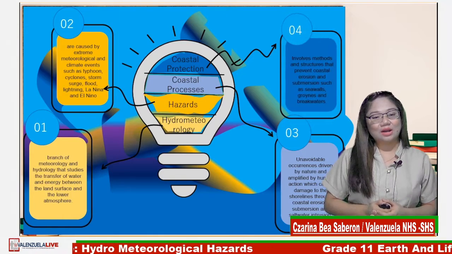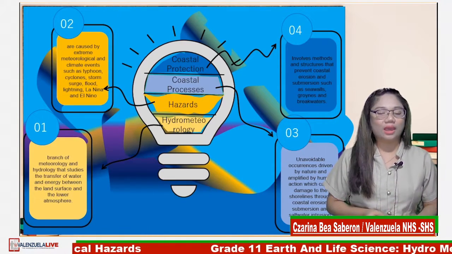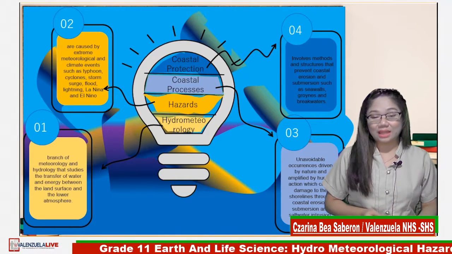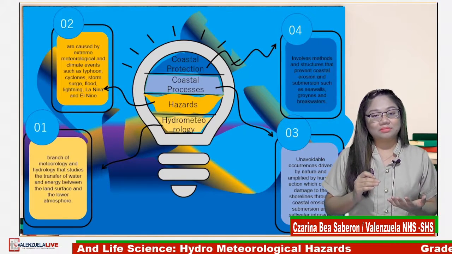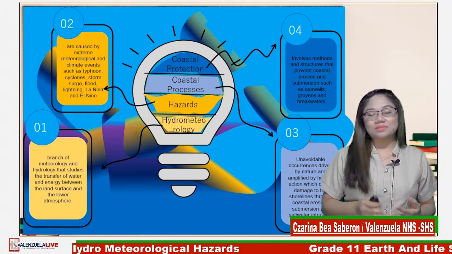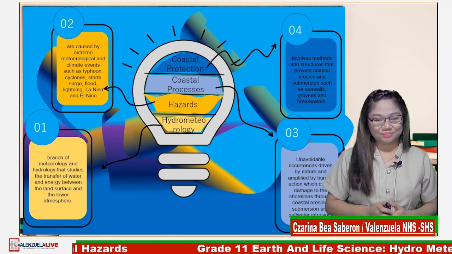And lastly, we have coastal protections. So these are the ways and strategies when it comes to protecting our coast. For example, building seawalls or bulkheads, sandbags, groins and jetties, so on and so forth.